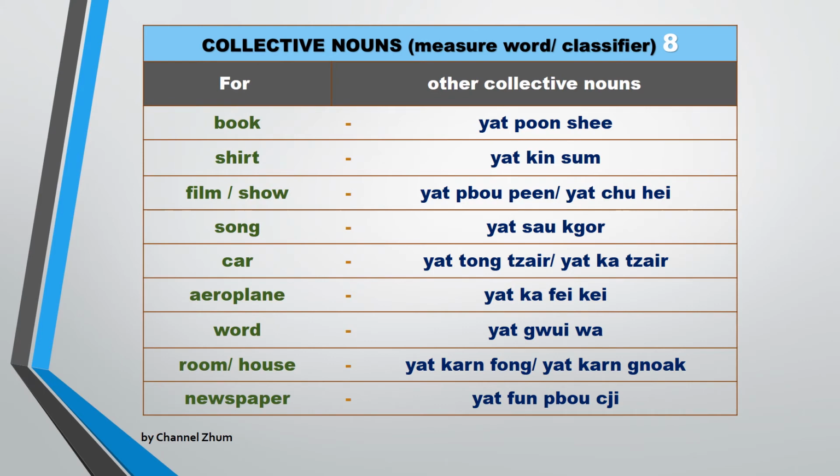For book, 一本書. For shirt, 一件衫. For film, 一部片. For show, 一出戲. For song, 一首歌. For car, 一堂車, or 一架車. For aeroplane, 一架飛機. For word, 一句話. For room, 一間房. For house, 一間屋. For newspaper, 一份報紙.